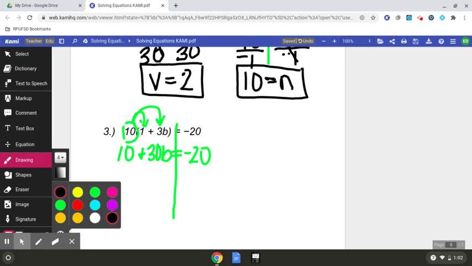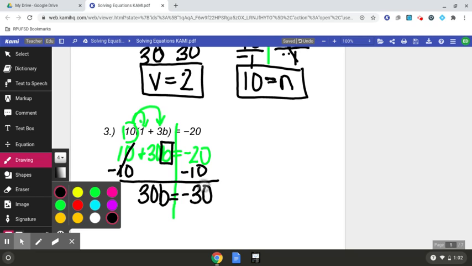So now again, my goal is to get this b alone, so the first thing I have to get rid of is what's being added to that. So I have a positive 10 here. I'm going to subtract 10 from both sides. So the 10s will cancel because they're inverses. My 30b comes down. And negative 20 and negative 10 is negative 30. And now my final step is to just divide. So I end up with b is equal to negative 1.